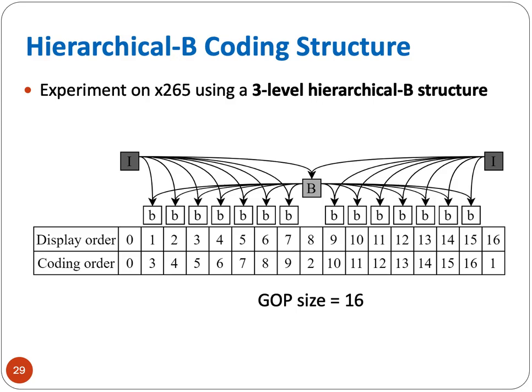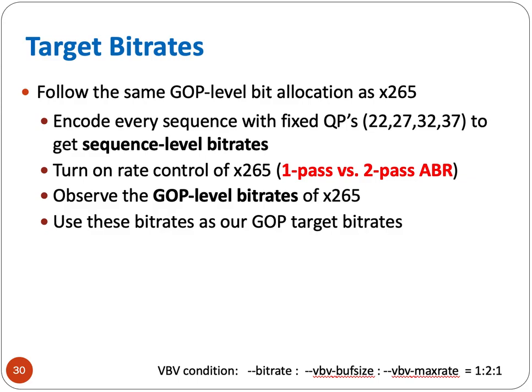We experiment our scheme on H.265 with 3-level hierarchical B structure. The GOP size is 16. This slide shows how we get our target bit rate. First, we encode every sequence with fixed QP to get the sequence level bit rate. Next, we turn on the rate control of H.265 for 1 pass and 2 pass. Finally, we observe the GOP level bit rate of H.265 and use this bit rate as our GOP target bit rate.